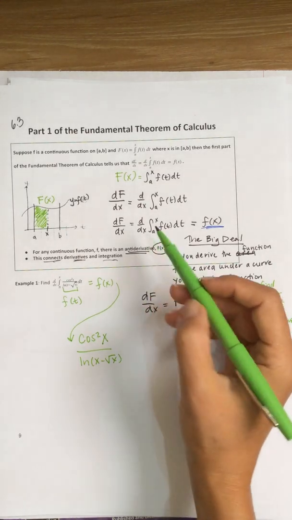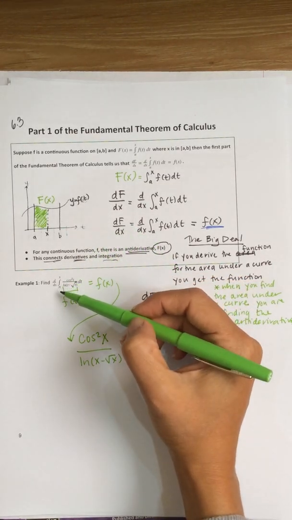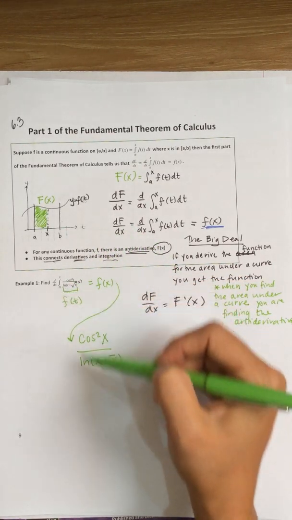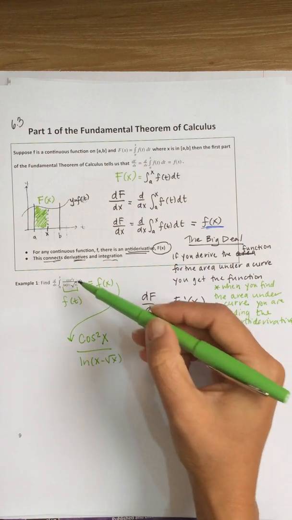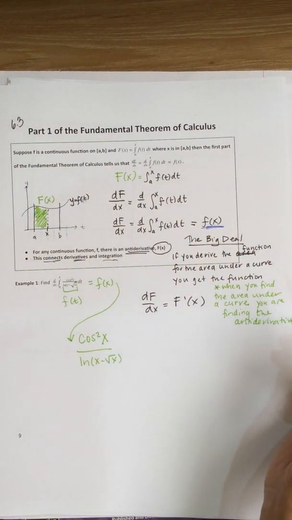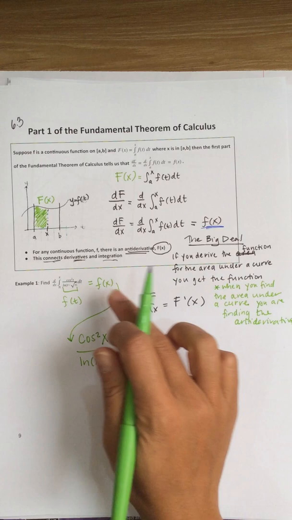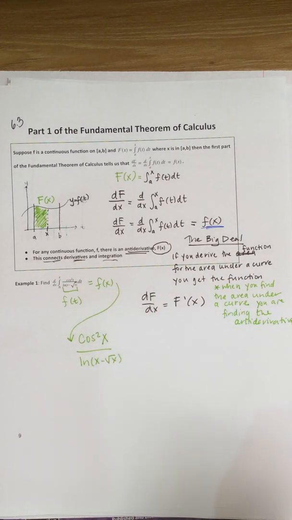Right? This a value doesn't matter. It's just a constant. Right? The original function is just dependent on the x. Okay? The derivative of an antiderivative is just the original function. Let's try some more.